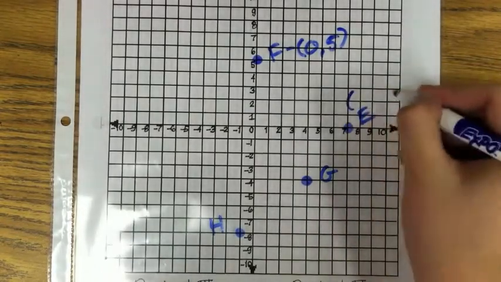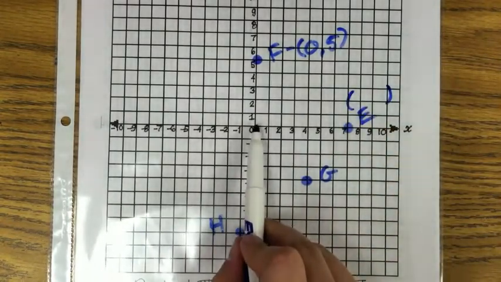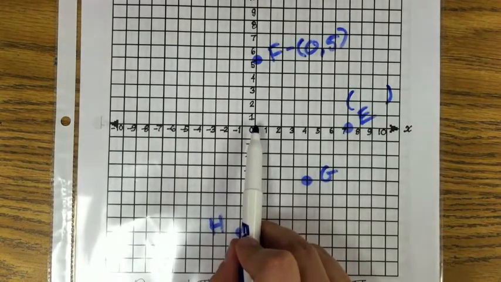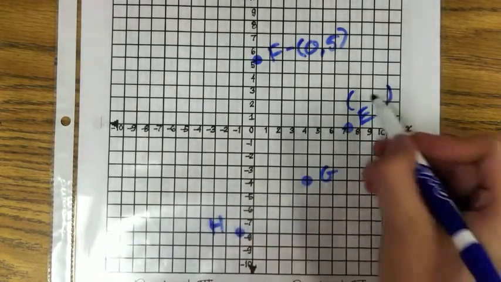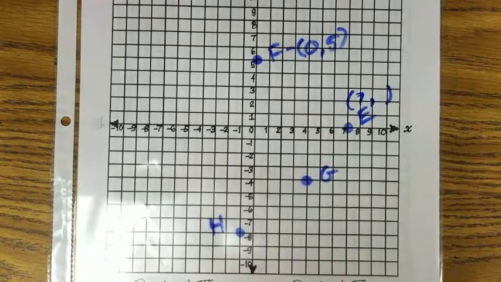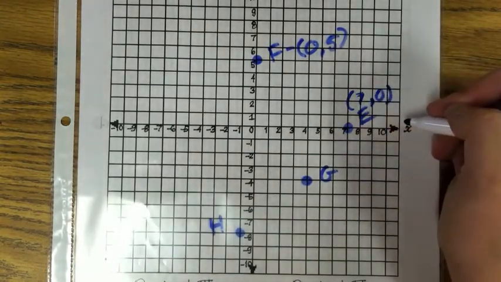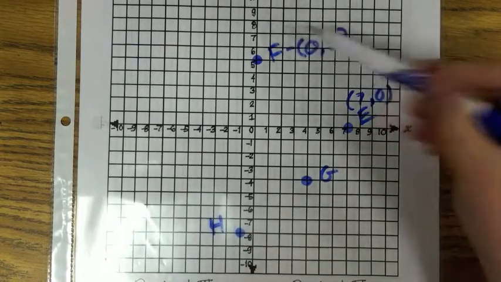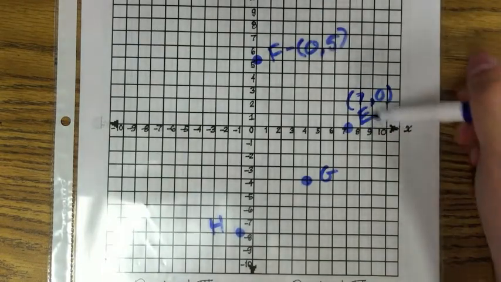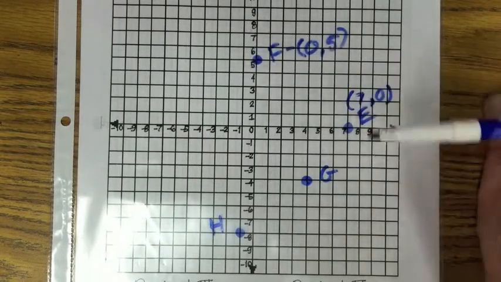Let's get E. Start at the origin. Do we need to go left or right? Yes, we do. We need to go right, so that's +7. Do we need to go up or down though? No, it's on the axis, so this must be, you should know this word, an intercept. Both F and E are intercepts. This is an x-intercept, this is a y-intercept.